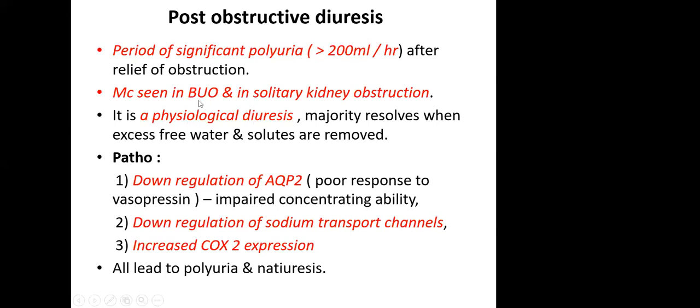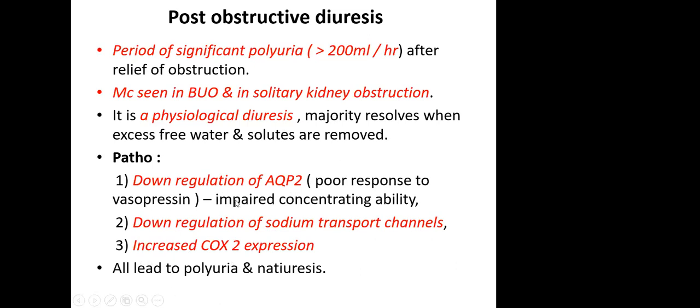As I already told, this polyuria will be more common in bilateral urinary tract obstruction. Remember, this post-obstructive diuresis is not a pathological process, it is a physiological process. Why is it happening? In case of bilateral obstruction, as I already told, there will be downregulation of aquaporin channels. As a result, there will be polyuria, and also the sodium transport channels will be reduced, so natriuresis will be there. So there will be polyuria, and also there will be an increased COX-2 expression.